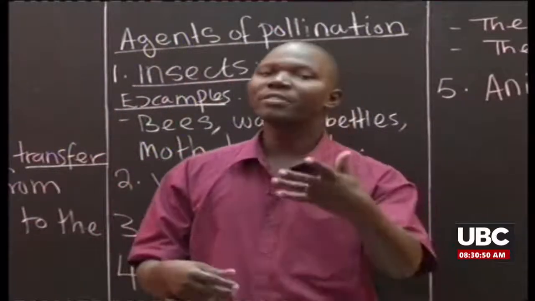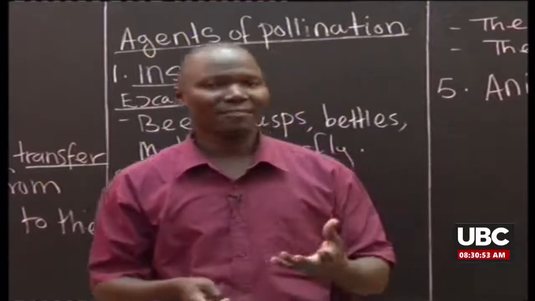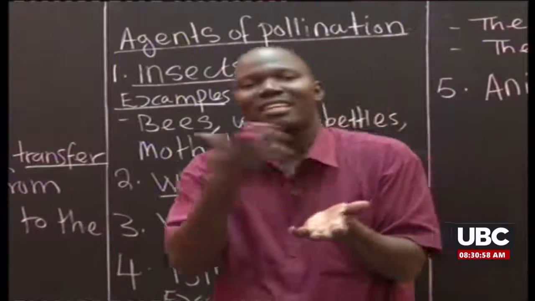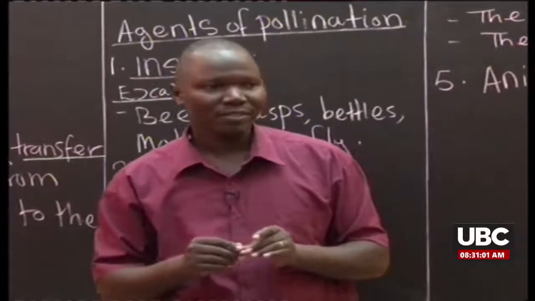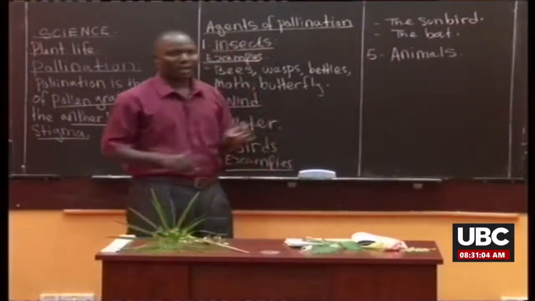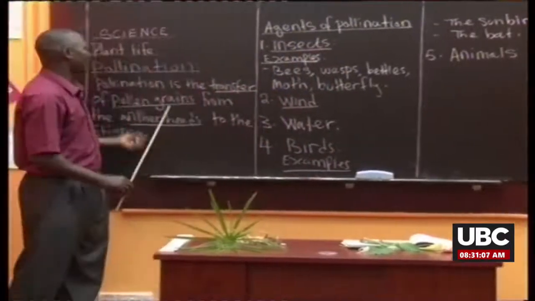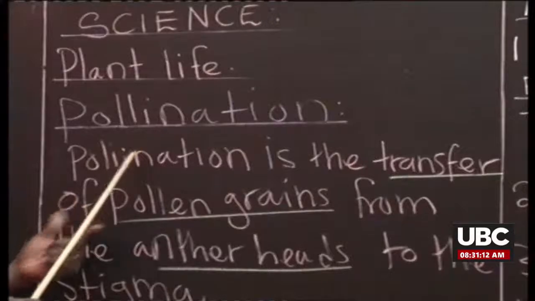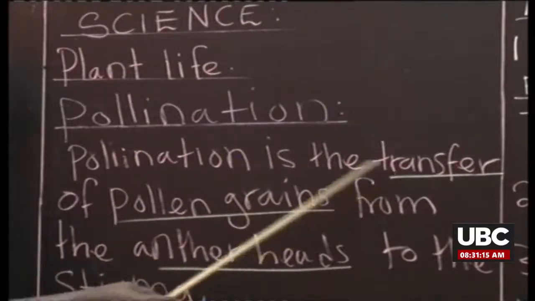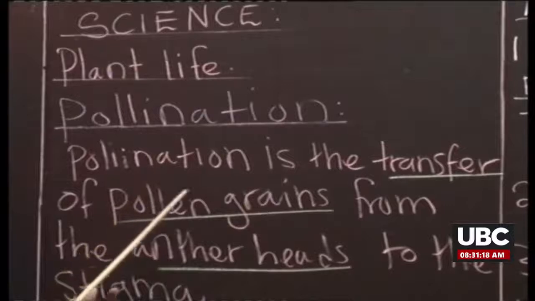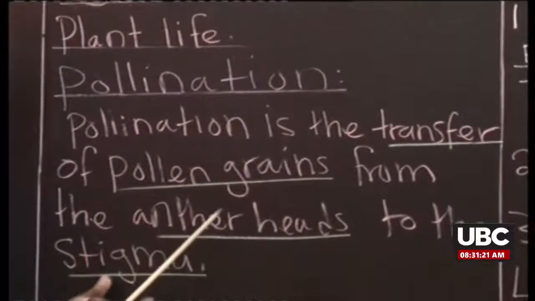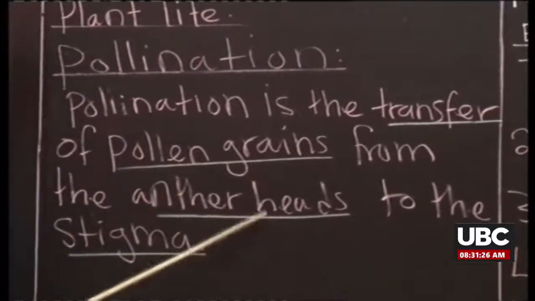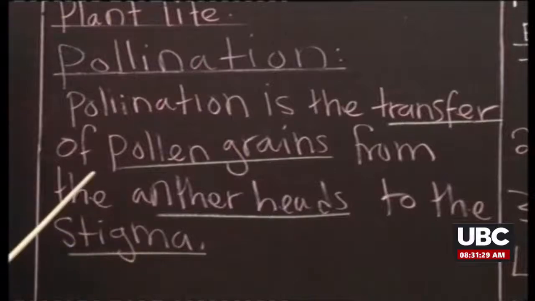Look at a situation where you moved in your maize garden. You are a farmer checking your maize. The pollen, very light, can be easily carried by the animals. So there we are. What are we looking at? We are looking at what we call pollination. And what is pollination again, children? Pollination is the transfer of pollen grains from the anther heads to the stigma. The anthers produce pollen and the stigma receives the pollen.